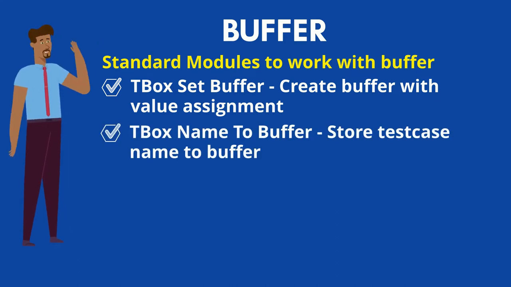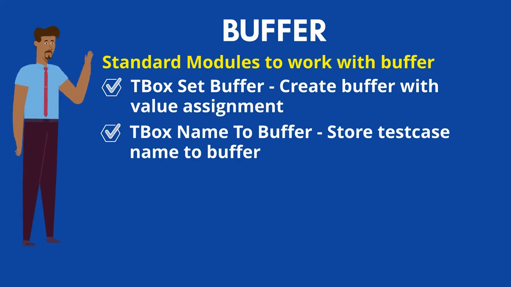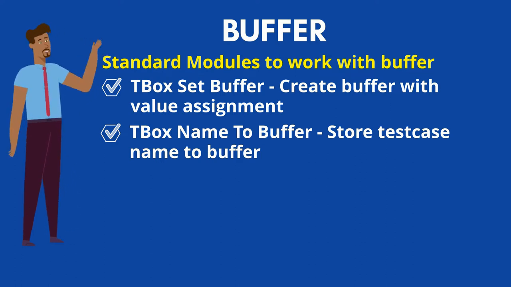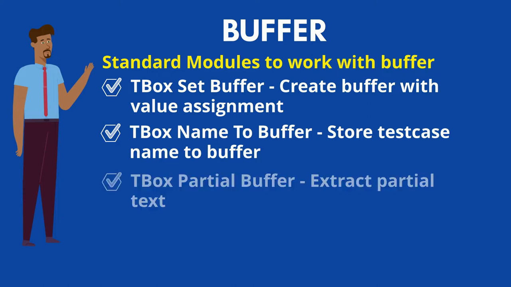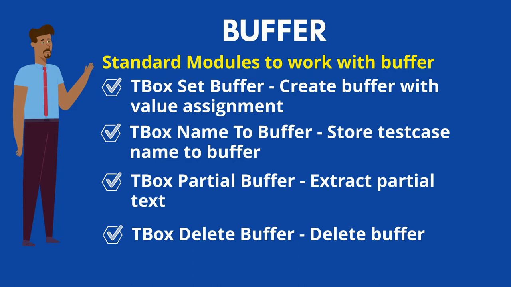TBox Name To Buffer. This module is used to store the test case name into the buffer whose name is provided in the attribute value field. We need to execute the test case from the execution list to store the test case name. Otherwise, it will store it as scratchbook. TBox Partial Buffer. This module is used to extract partial text and store it in another buffer. TBox Delete Buffer. It is used to delete existing buffers. The buffer name should be mentioned in the attribute value section.